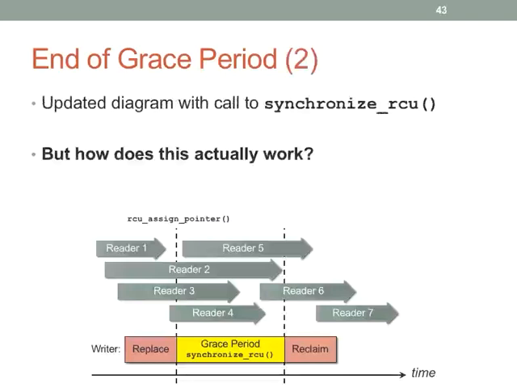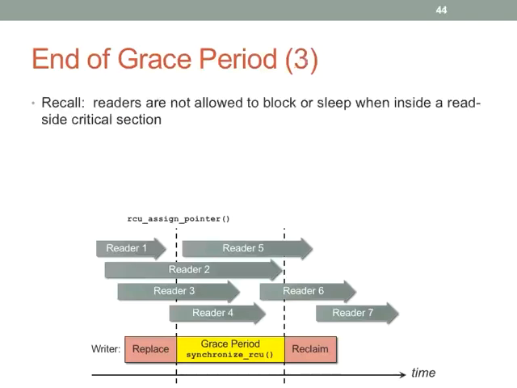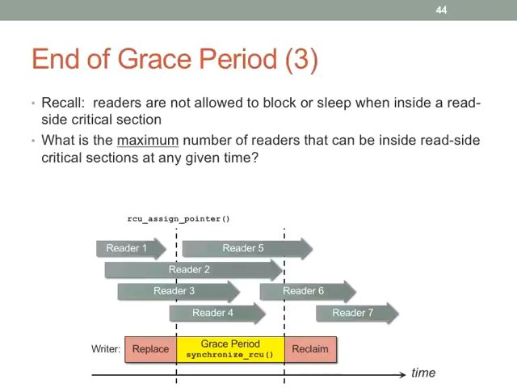Okay, so how does this actually work? This is the interesting part of read, copy, update. Readers are not allowed to sleep or block. Okay, they must progress until they call RCU unlock to end their read side critical section. So here's a question. How many readers are allowed to be executing at any given time? If I switch away from a reader and it gets preempted, it can't be inside of its read side critical section. I'm not allowed to do that, right?